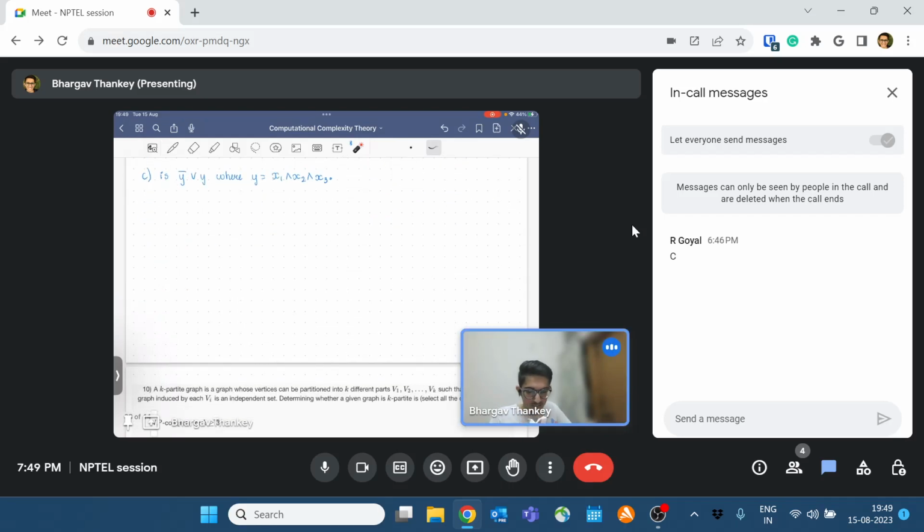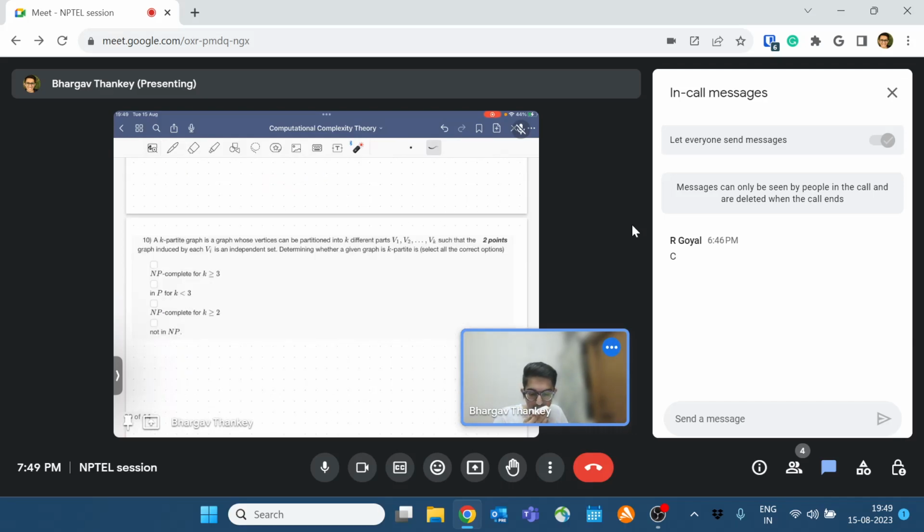Okay. So the next problem is: a k-partite graph is a graph whose vertices can be partitioned into k different parts, V1 to Vk, such that the graph induced by each Vi is an independent set. Select all the correct options. NP complete for k greater than or equal to 3. In P for k less than 3. NP complete for k greater than or equal to 2 and not in NP. So which of these are correct?